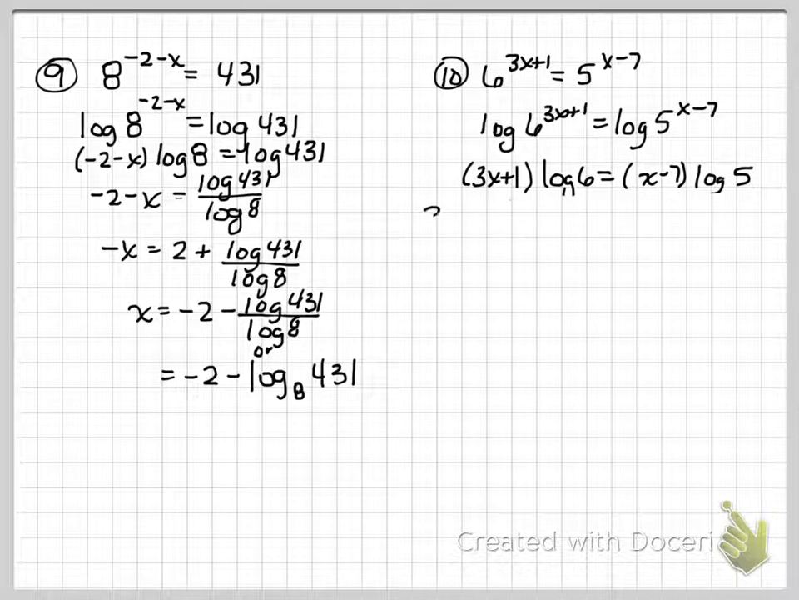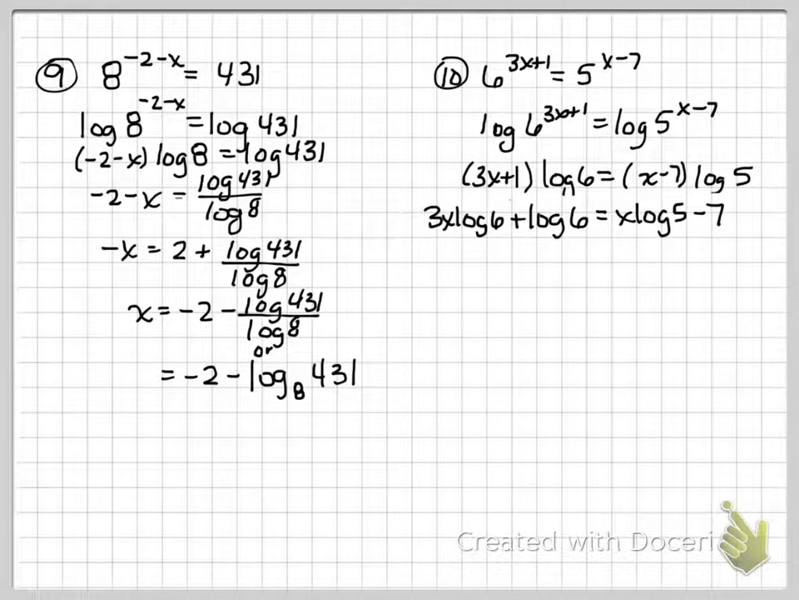3x log of 6 plus log of 6 equals x log of 5 minus 7 log of 5. Okay, I'm going to move all my x's to one side. So I'm going to subtract the x log 5 from both sides. Move all the x's to one side and move all the constants to the other.